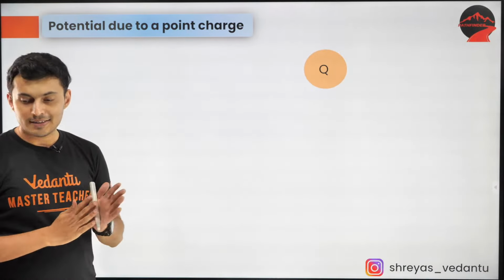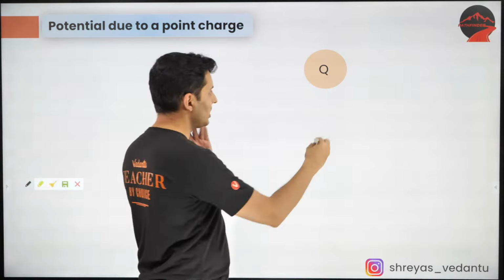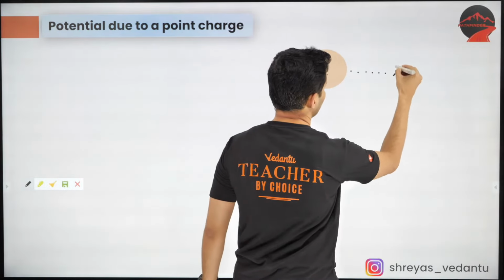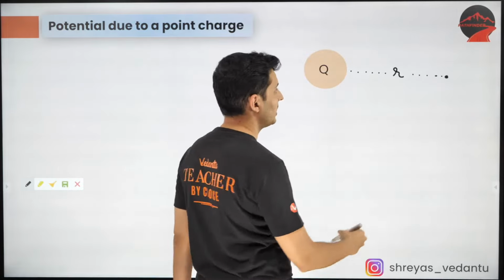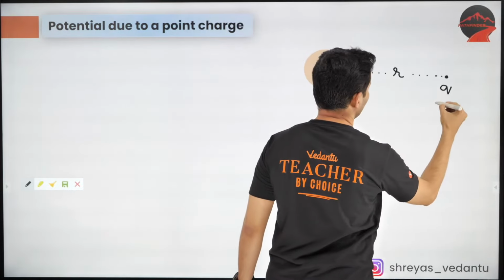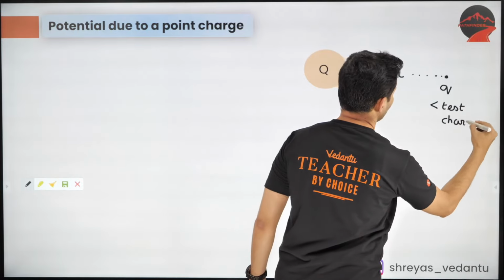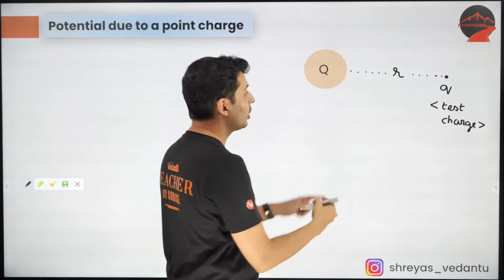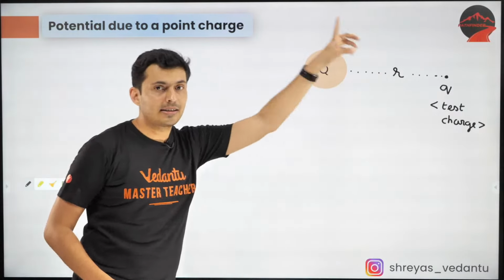Yes, let's do the derivations. Due to a point charge Q, what is the potential at a distance r from it? So at a distance r from it, what is the value of potential? You place a test charge. So this q is nothing but a test charge. Keep this in mind.